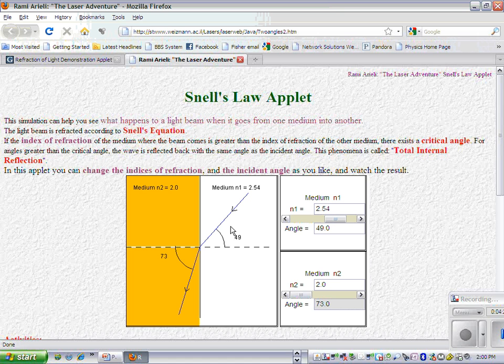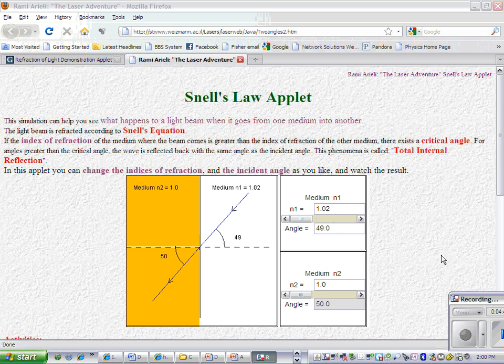So when it goes from medium 1 to medium 2, it's now speeding up, bending away from the normal. And then if I go ahead and bring it back down like this, I change medium 1 to be less than 2.0, you'll see that it bends towards the normal. And I can also change medium 2 as well. I can do different things with it to make the angle be different.